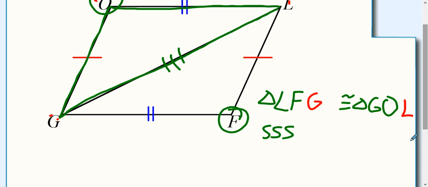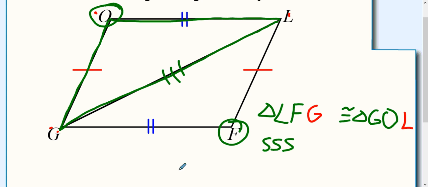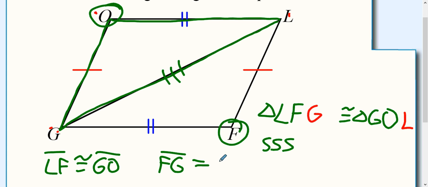And then specifically those three sides, we knew that side LF was congruent. This is what we did yesterday. LF was congruent to GO. That's one side. We knew that because of the markings. How about FG? FG was congruent to OL. Again, because of those markings.